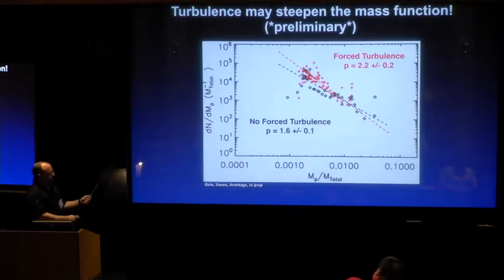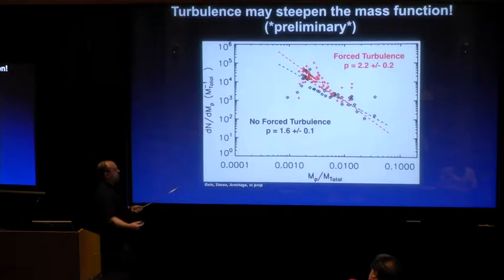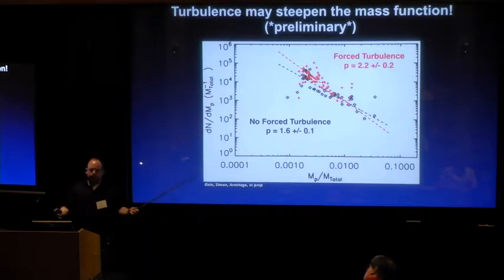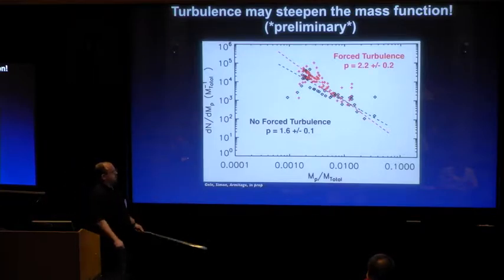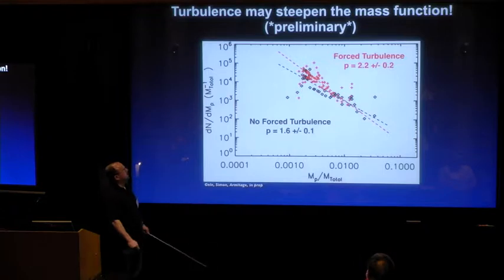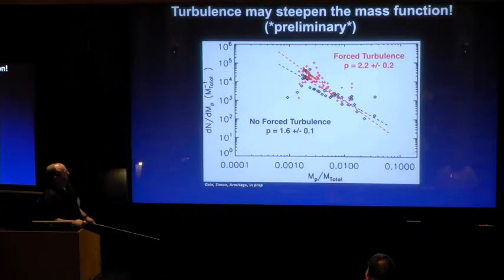If we have turbulence and it makes things steeper, will it make the cumulative mass function look different and not so shallow on the low mass end? Very preliminary.